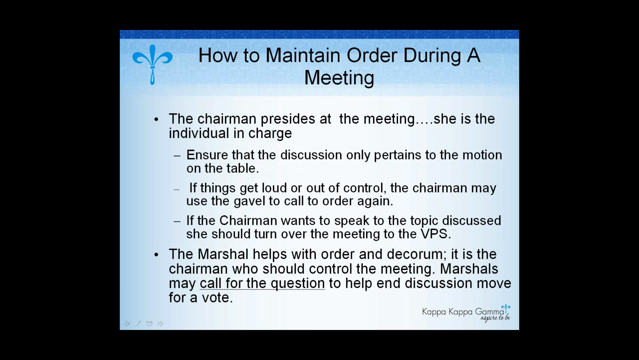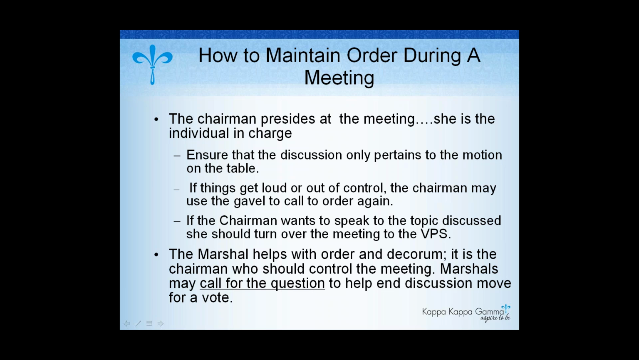And so this part here is really how to maintain order during the meeting. Again, just to remind everybody that it's the chairman that presides at the meeting. So she's really the person in charge of the meeting, and it's up to her to make sure that the discussion pertains to the motion on the table. So if someone starts to talk out of turn, the chairman needs to say, I'm sorry, is this pertaining to the motion on the floor? If it's not, the chairman just reminds everybody the motion on the floor is this.